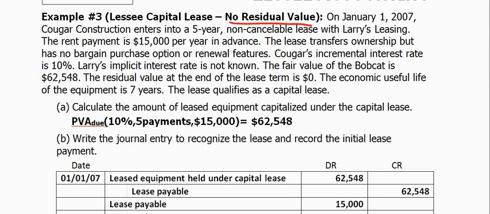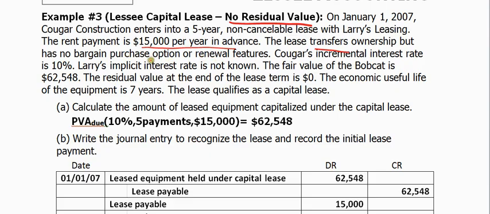This is lessee lecture, and once again, you should have your lecture note out and open to example 3. So we're going to start with no residual value. We're going to have a similar setup: Cougar Construction and a 5-year non-cancelable lease with Larry's Leasing, rent payment $15,000 per year in advance. The lease transfers ownership, but has no bargain purchase option or renewal features, and that's not unusual.